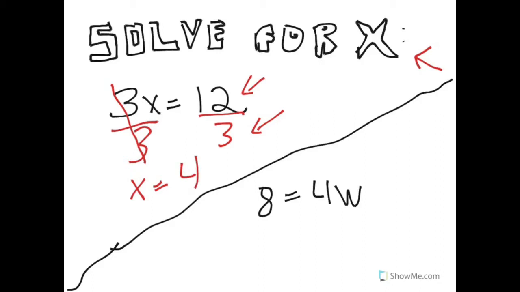And if you want to check your problem, you can put the number back in for the variable. 3 times 4 does indeed equal 12, so we are correct. You get a little happy face. How do you like that?